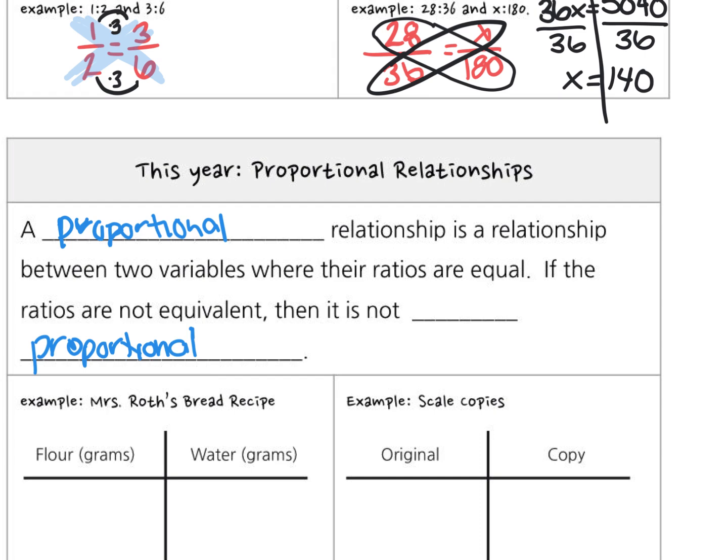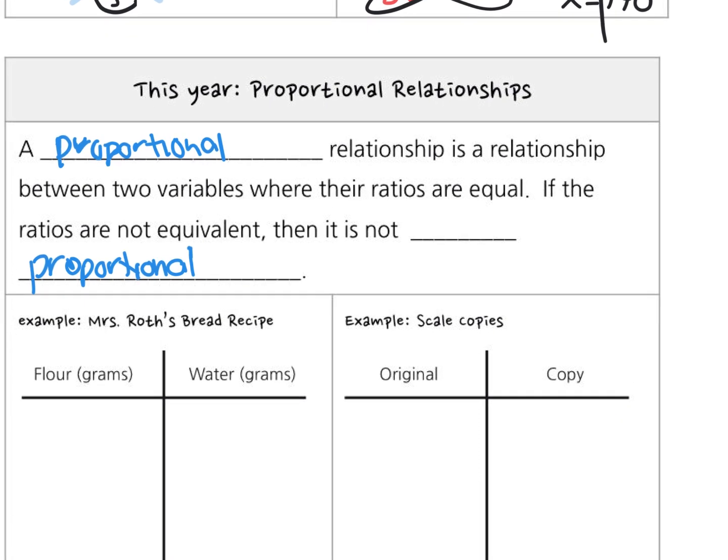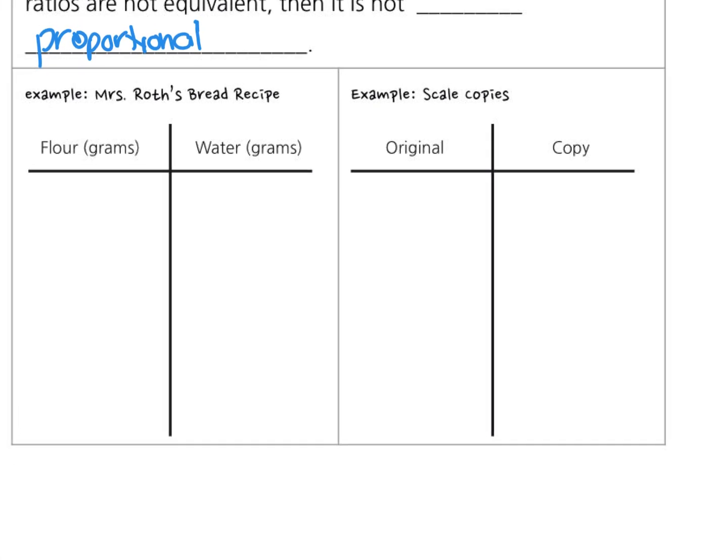All right, so let's look at some proportional relationships and see if we can fill in a table. So Mrs. Roth has this great bread recipe. I don't know if you guys have heard about it, but she makes a really great bread. You should ask her about it sometime, okay? And in her bread, for every 1,000 grams of flour, she puts in 750 grams of water. She is really exact in her measuring. Not cups, not ounces. It's grams of flour and water.